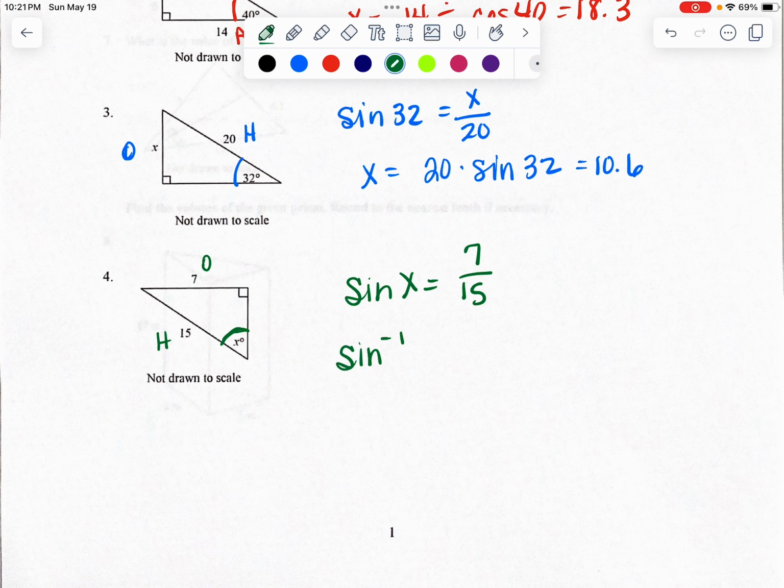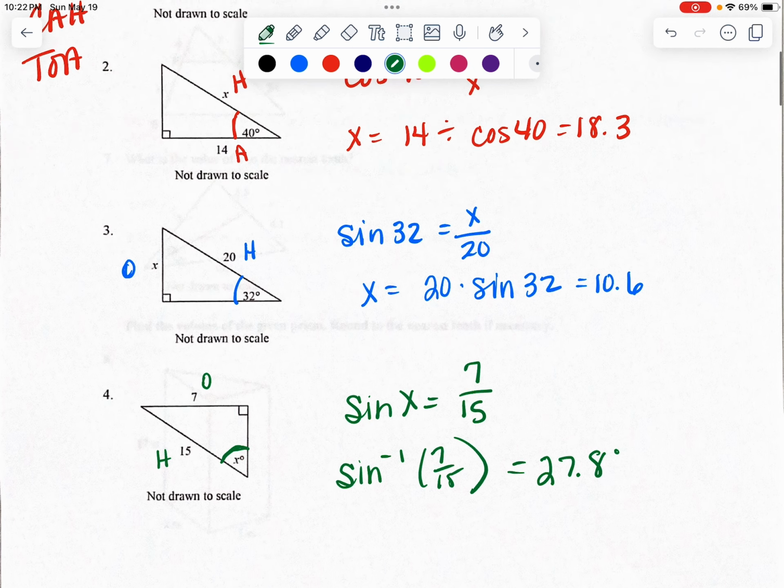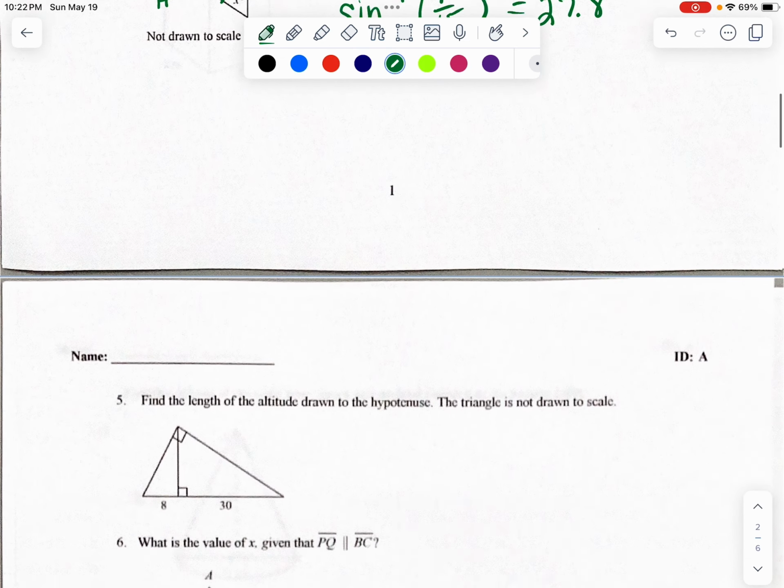So we're going to use that operation in our calculator, the inverse sine of 7 over 15. So the inverse sine of 7 over 15 is what I'm typing in my calculator. Rounded to the nearest tenth of a degree is 27.8 degrees. So those first 4 are our trig problems.